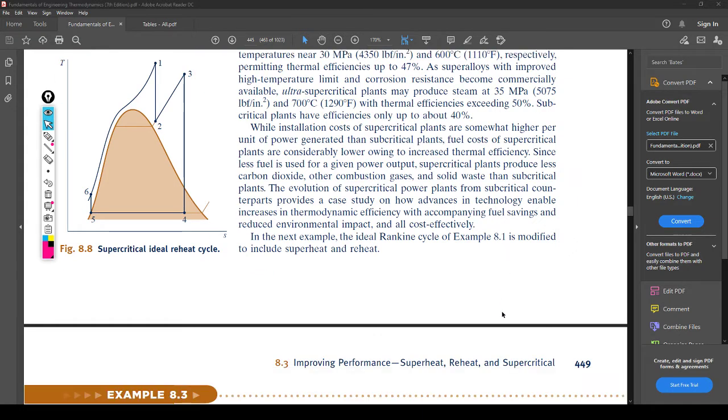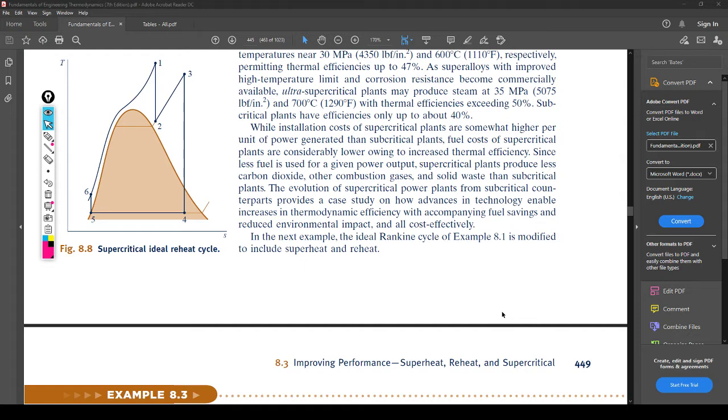And then it says, while installation costs of supercritical plants are somewhat higher per unit of power generated than subcritical plants, fuel costs of supercritical plants are considerably lower owing to increased thermal efficiency. Since less fuel is used for a given power output, supercritical plants produce less carbon dioxide and other combustion gases and solid waste than subcritical plants. The evolution of supercritical power plants from subcritical counterparts provides a case study on how advances in technology enable increases in thermodynamic efficiency with accompanying fuel savings and reduced environmental impact, and all cost effectively.